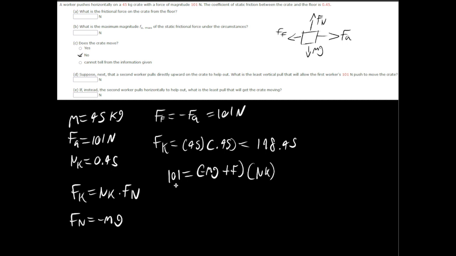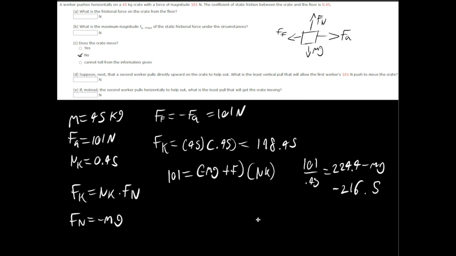And from here, we divide 101 by mu k, which would be 101 divided by 0.45. It's going to be 224.4. And if we take that now, and we subtract mass times gravity, minus mg, the answer is going to be 216.5.